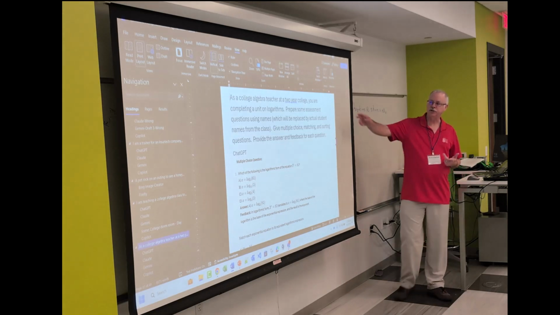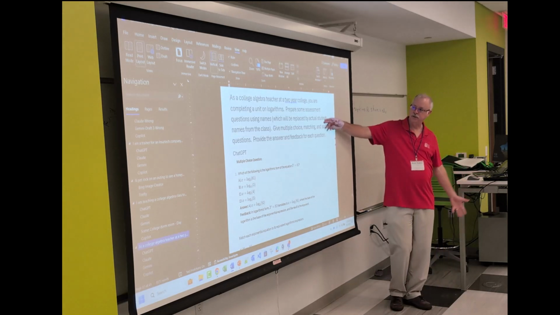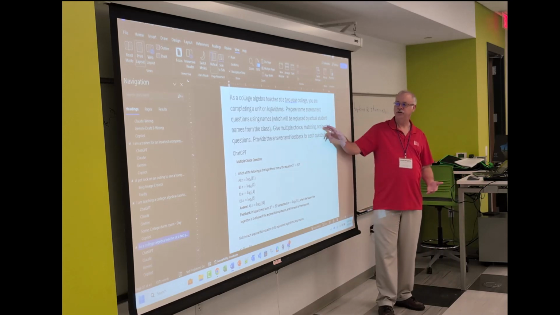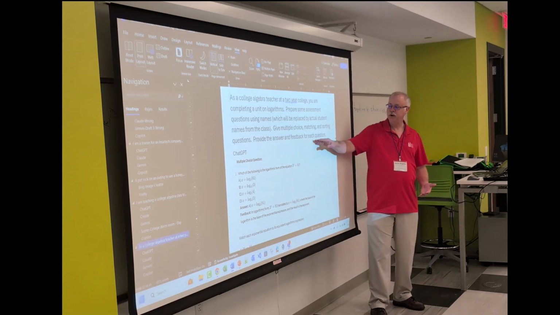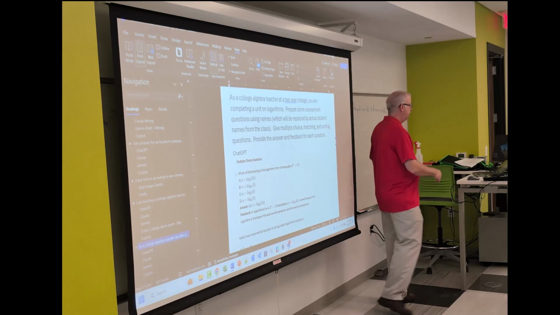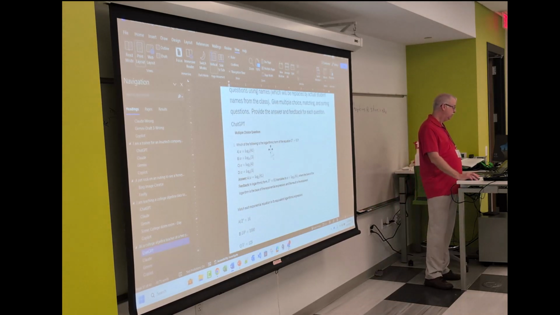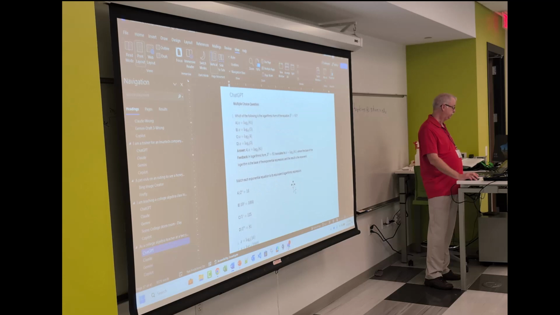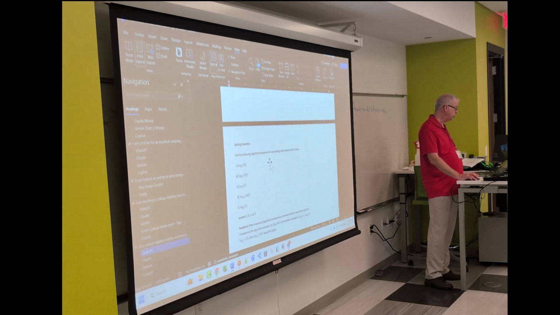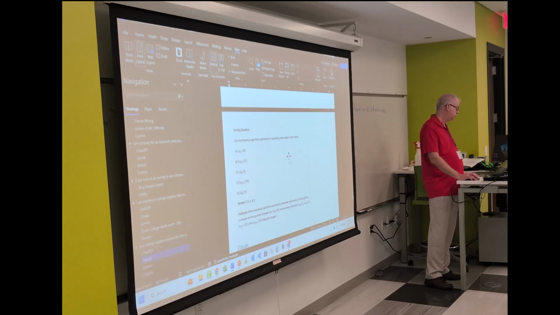Prepare some assessment questions using the information given, give multiple choice, matching and sorting questions, provide the answer and feedback for each question. And it does: which of the following is the logarithmic form of the equation, and it gives the answer and some feedback. And it does that for the multiple choice. Remember, it gave me some sorting: sort the logarithms in ascending order based on their values.